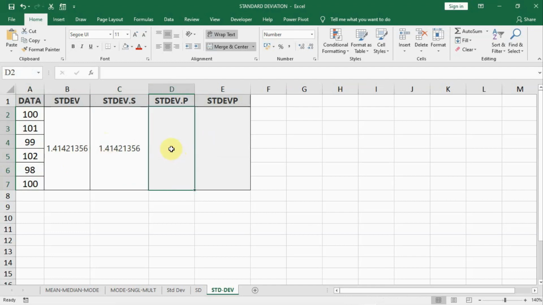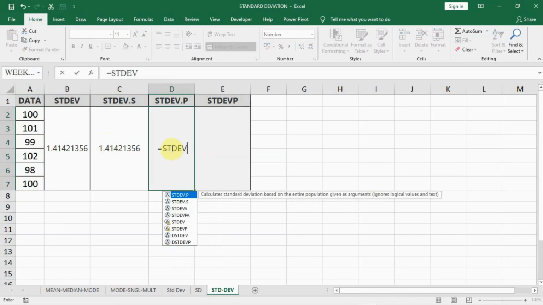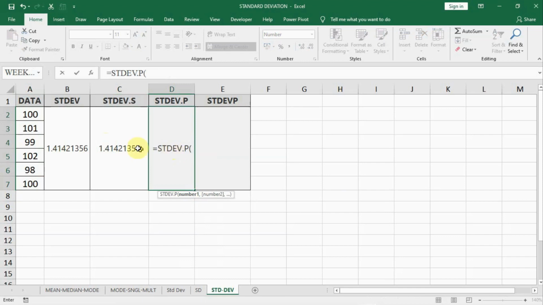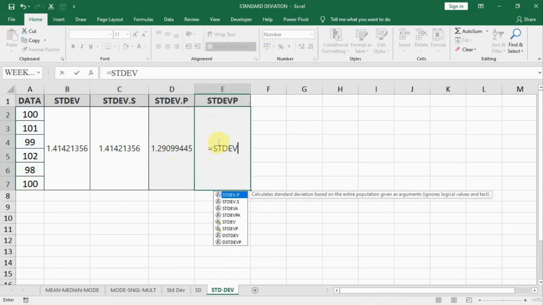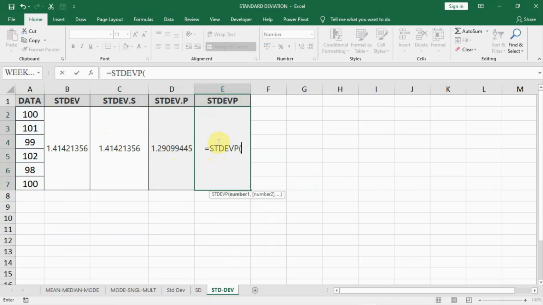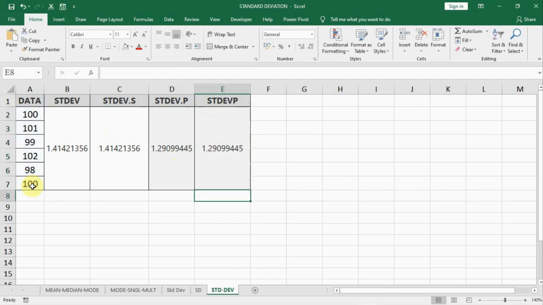And the formula for that is STDEV.P, bracket open, and you select all these and press enter. Another formula for population is equal to STDEVP, bracket open, select all the data sets and press enter. And in this way, we can calculate the standard deviation.